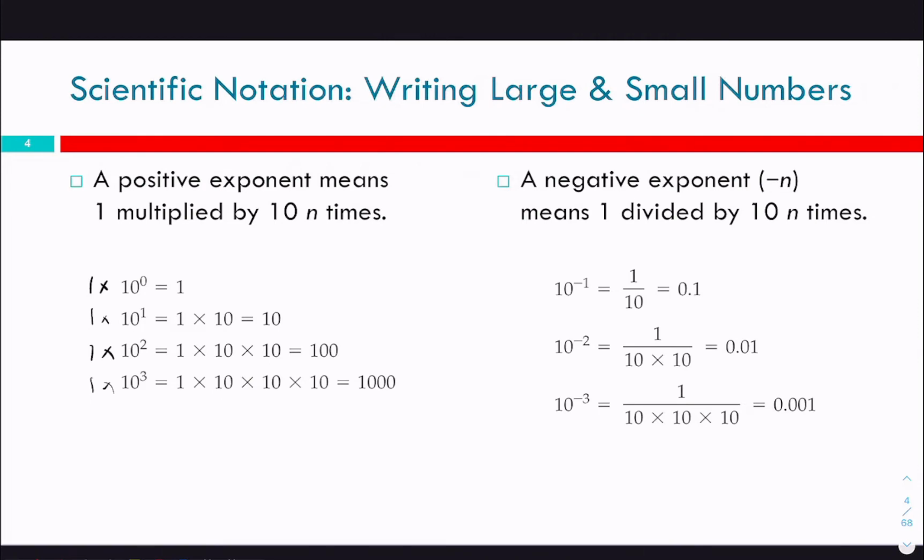And then 1 times 10 raised to the second would mean that you're multiplying 1, that's this number here, by 10 twice. So multiply by 10 by 10. And then for 3, you're doing it 3 times.